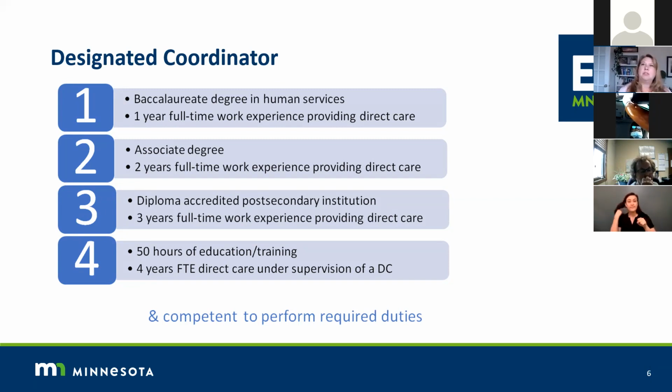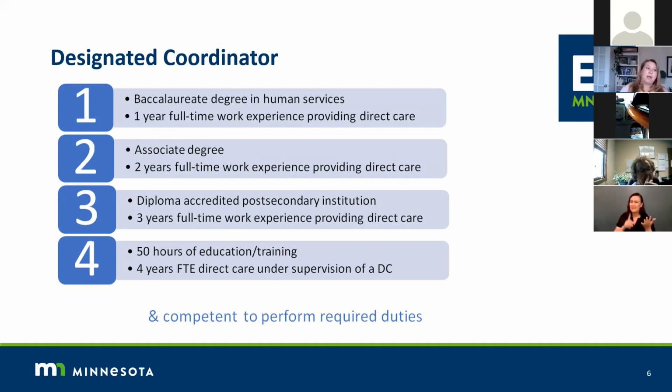Oftentimes we see people that had social work, psychology, or other human services degrees, or education. Those are common degrees that fit very well in human services. Some that may be a stretch, that I've seen people struggle with in trying to show that it was human services, are a chemistry degree or architecture or things along those lines.